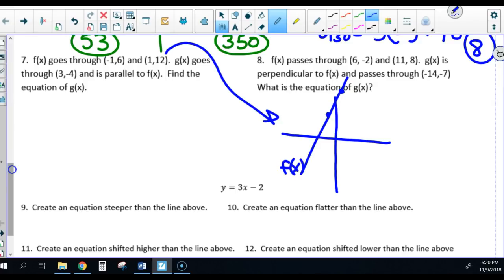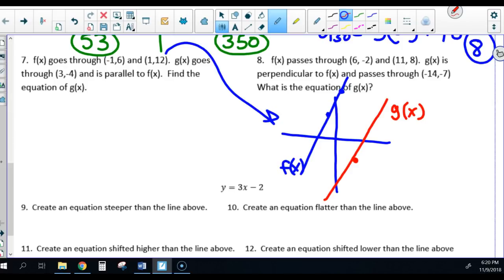g of x goes through 3, -4. So 3, -4, stay there. And is parallel to f of x. So, close enough. That's what g of x sort of looks like. I need to find the equation of that red line.